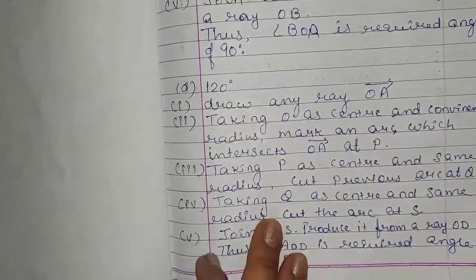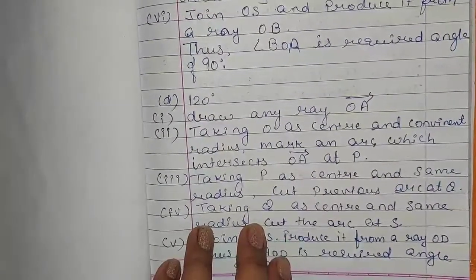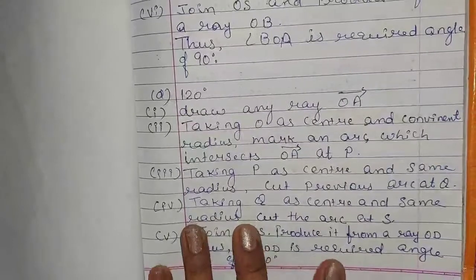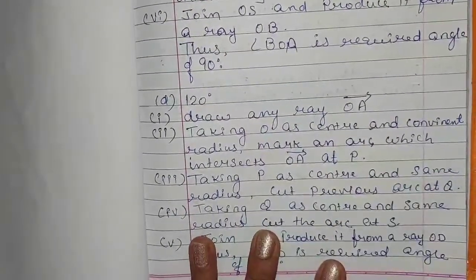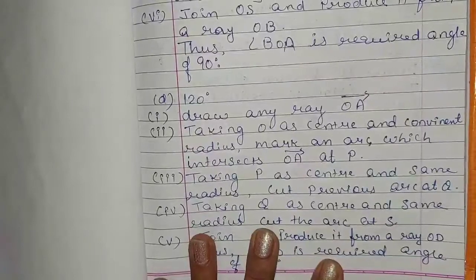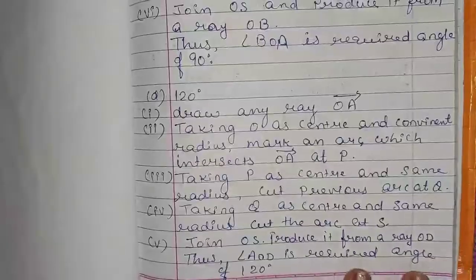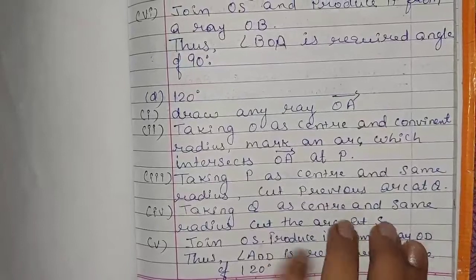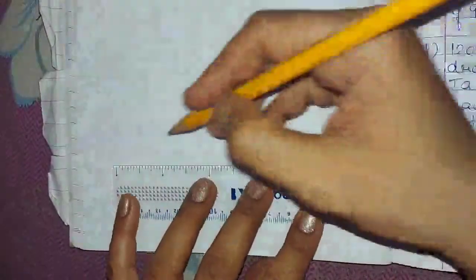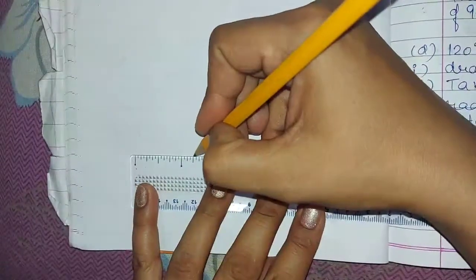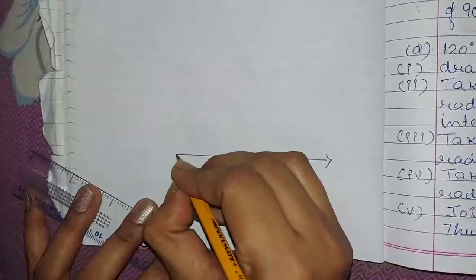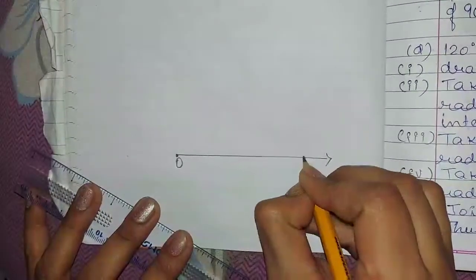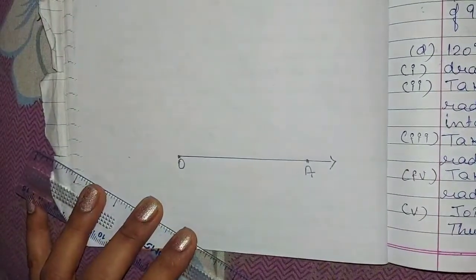Part D, 120 degree. Now students, we have to construct 120 degree. Step 1, draw any ray OA. So students, let us draw ray OA with scale. So this is our ray OA. Now let us see next step.